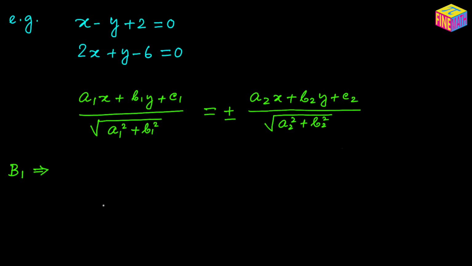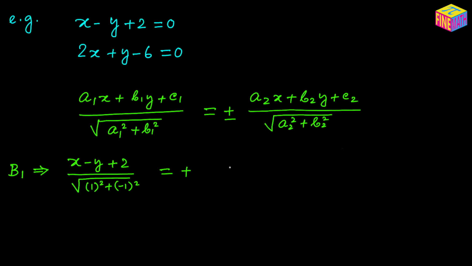And for this bisector we are going to take the positive sign, so the left hand side will be the left hand side expression of the first equation, which is (x - y + 2) over the square root of a₁² + b₁². Well, a₁ is actually positive 1, so positive 1 squared, plus b₁ is actually negative 1, so negative 1 squared, that is equal to, I am going to use a positive sign for the first bisector.